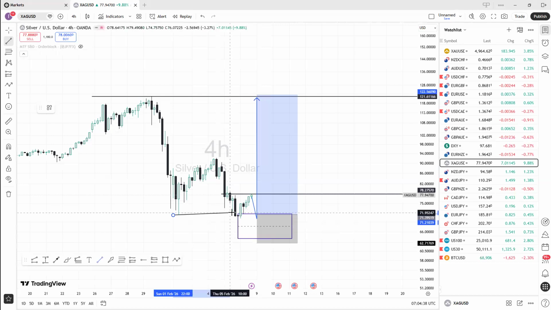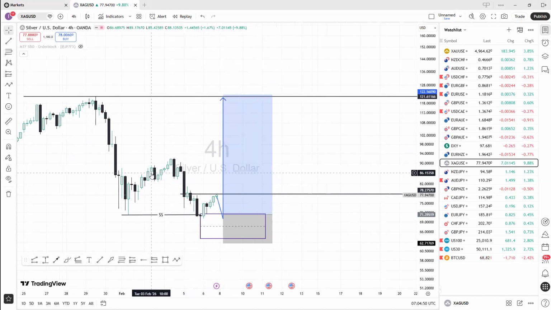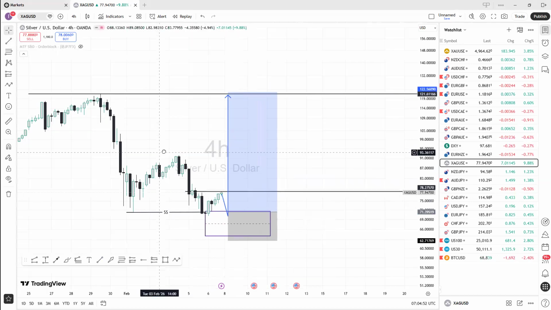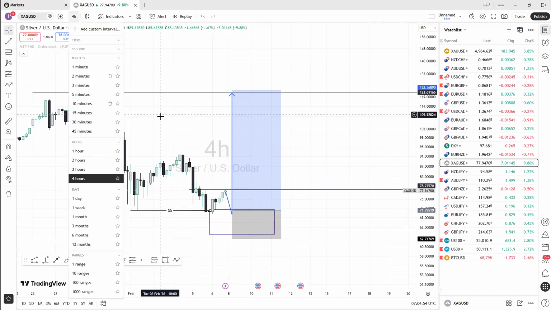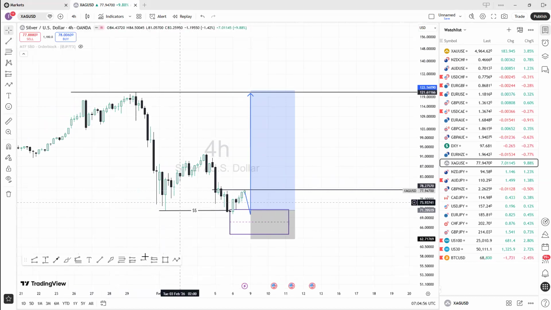Here we have that liquidity sweep, price swept to that previous low. So you have that liquidity sweep, it indicates a good market condition. Okay. That is it on silver.